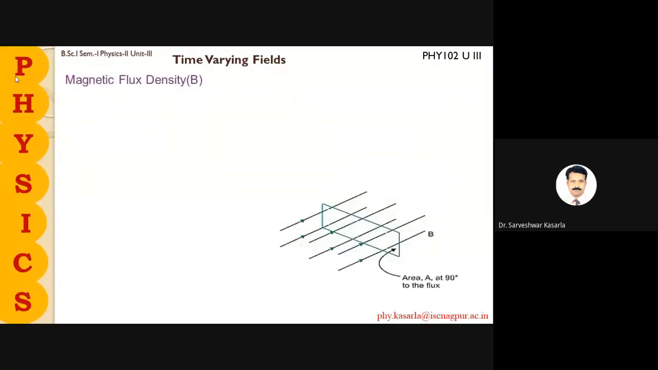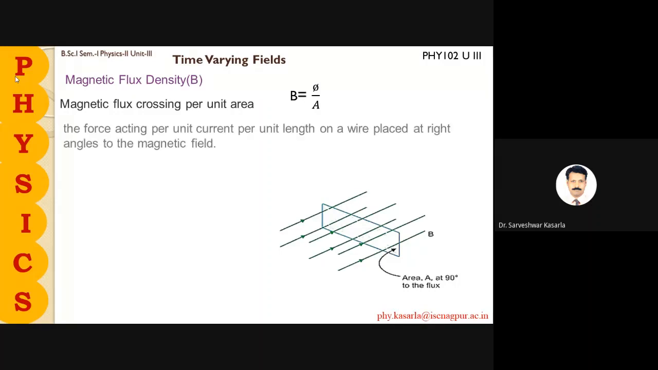Now magnetic flux density, as I have defined, means magnetic flux crossing per unit area. We have already defined that. So B is equal to simply phi upon A. It can also be defined as the force acting per unit length, per unit current, on a wire placed at right angles to the magnetic field.